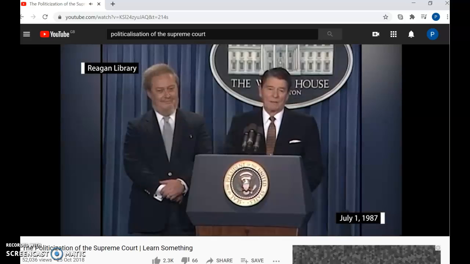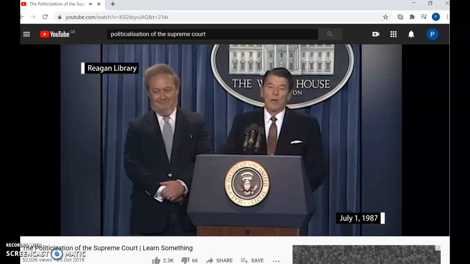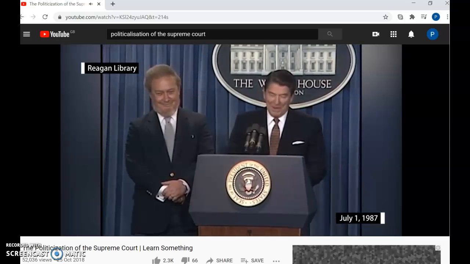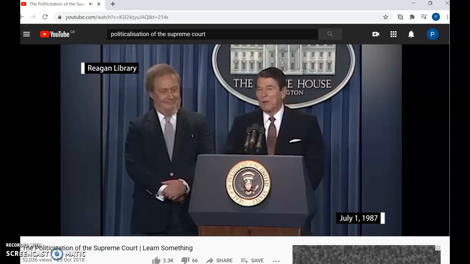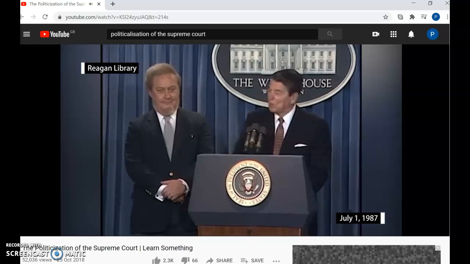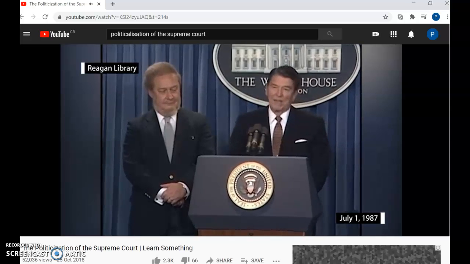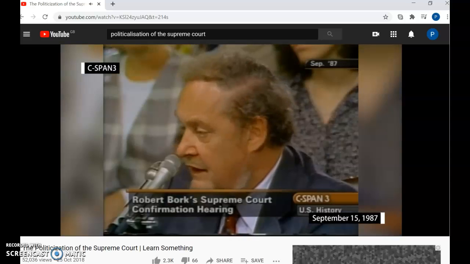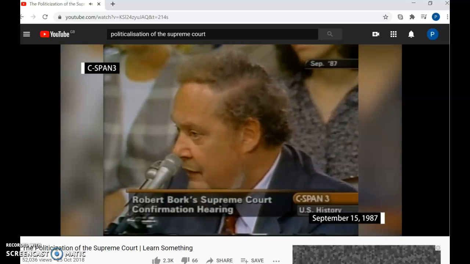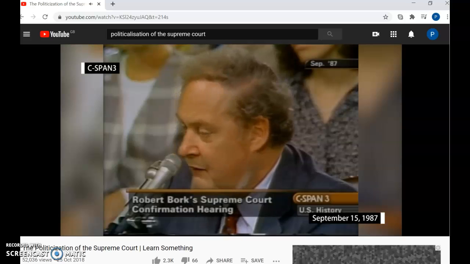It started with Judge Robert Bork and what is now referred to as the Bork Precedent. In 1987, President Ronald Reagan nominated Judge Robert Bork to the Supreme Court to fill the vacancy from retiring Justice Lewis Powell. Bork was what would now be called a right-wing extremist. Many Democrats in the Democratic Senate strongly opposed Bork's nomination.